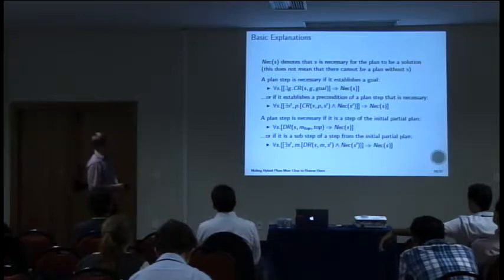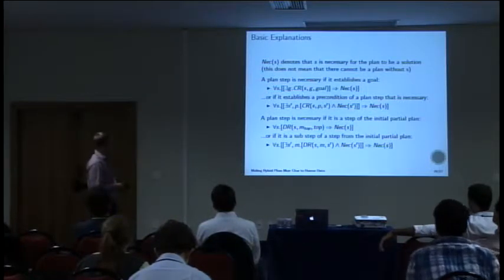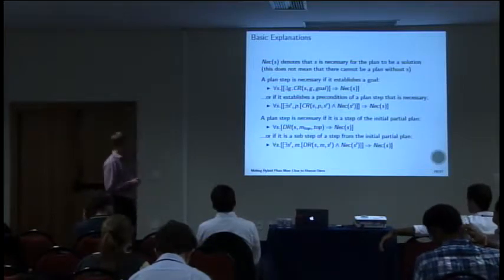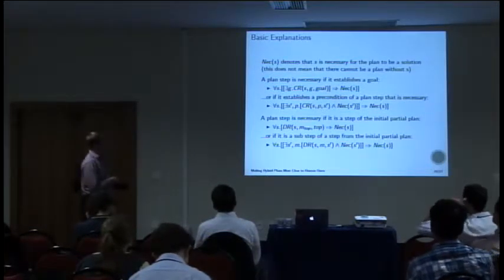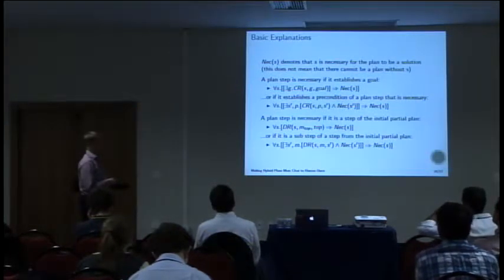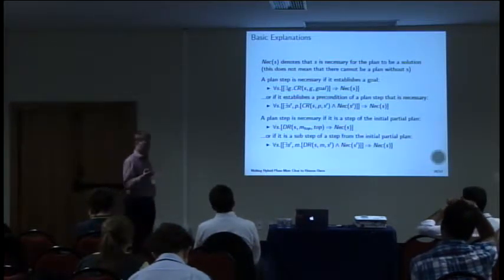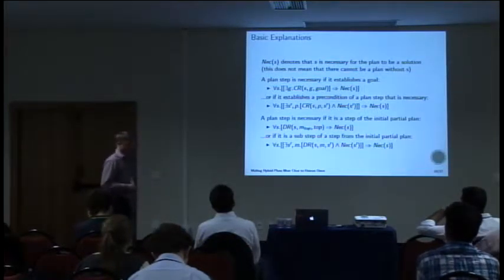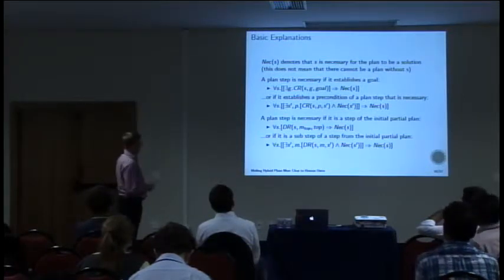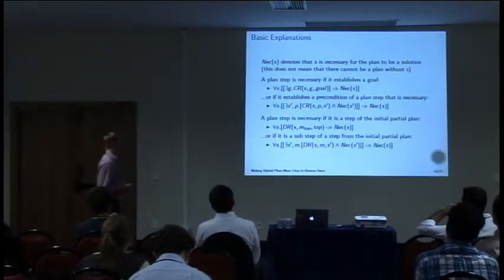Okay, so there are 4 ways to show that neg of S is valid in the axiomatic system. First, let's say there is a goal, and this goal is actually established by the effects of S. Then I can really say, okay, I cannot take S out as it is really necessary for this plan to be a solution. Second, I have a plan step S prime, and I have already shown that this is necessary. Then if S establishes one of the preconditions of S prime, I can also say, okay, I cannot take S out as it's really necessary.